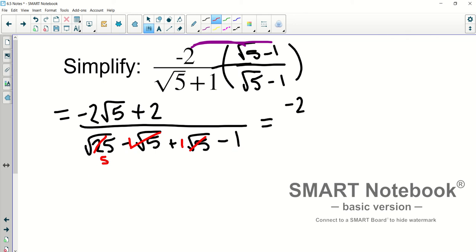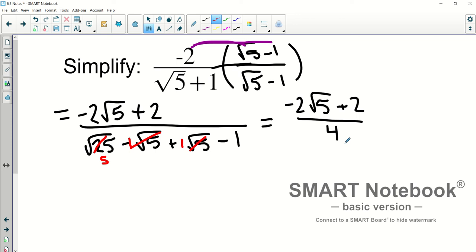So in the numerator, we have negative 2 square root of 5 plus 2. And in my denominator, I have 5 minus 1, which is 4. So this is your answer here when you simplify negative 2 divided by the square root of 5 plus 1. You'll get negative 2 square root of 5 plus 2 all over 4.